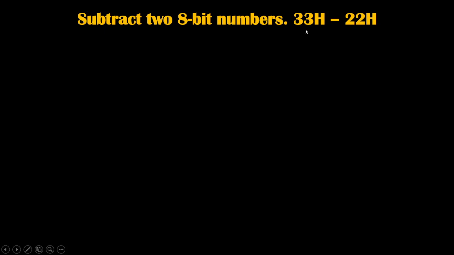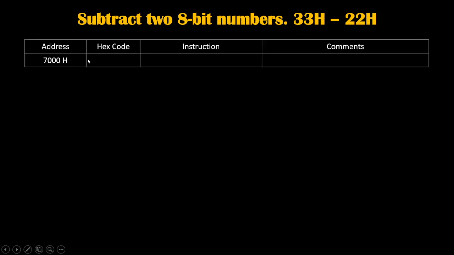So let's write our program from address 7000H. 7000H is the starting address of our program. On that address, we have written the instruction MVI A,33H. Now, because of this instruction, what will happen? MVI stands for move immediate. This 33 value will get copied inside the accumulator. Therefore, our accumulator will become 33H.